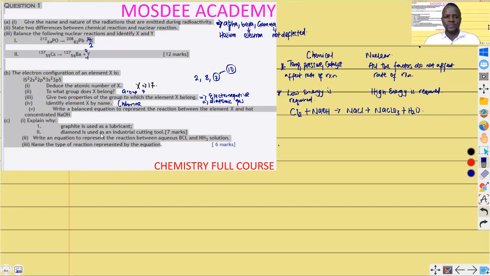So we move to the next one. We are to explain why graphite is used as a lubricant and diamond is used as an industrial tool. Because of the marks, 7 marks, I think we have to explain. But the major reason, for understanding's sake, is the nature of the structure of graphite. Graphite is arranged in layers. I think that is the best thing you can write: arranged in layers.